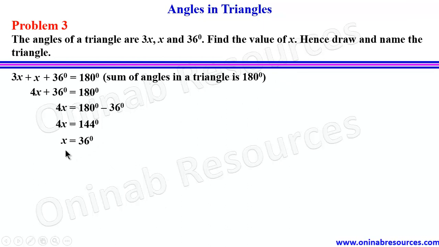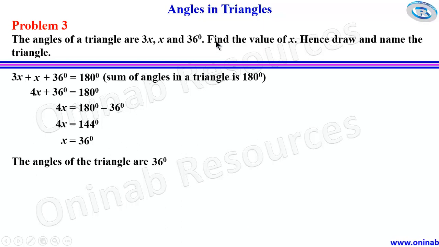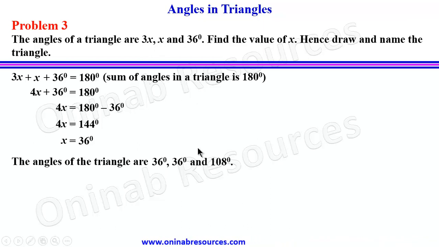And we are done with the first part of the problem. Find the value of x. Then we go ahead to draw and name the diagram. From our drawing, the name of the triangle will appear. So before then, we need to know the angles of the triangle. So the angles of the triangle are, I have a 36, this is 36, 36 times 3 will give 108 degrees. These are the angles of the triangle. We can then go ahead to draw. Even before we draw now, it is very clear that this is an isosceles triangle.